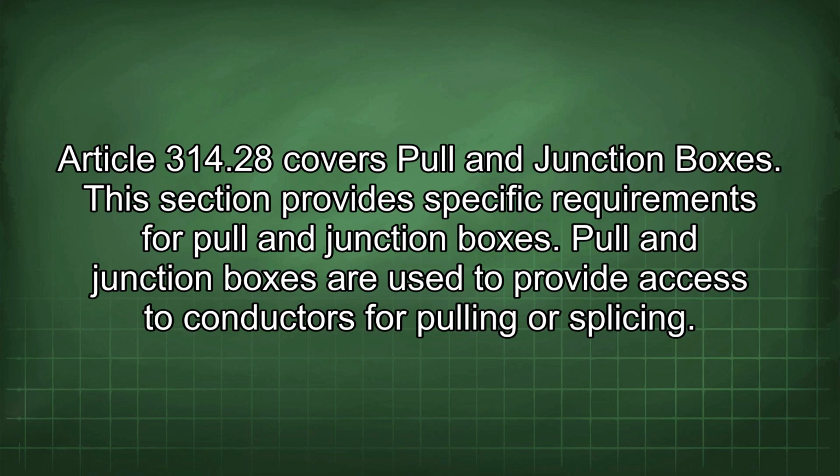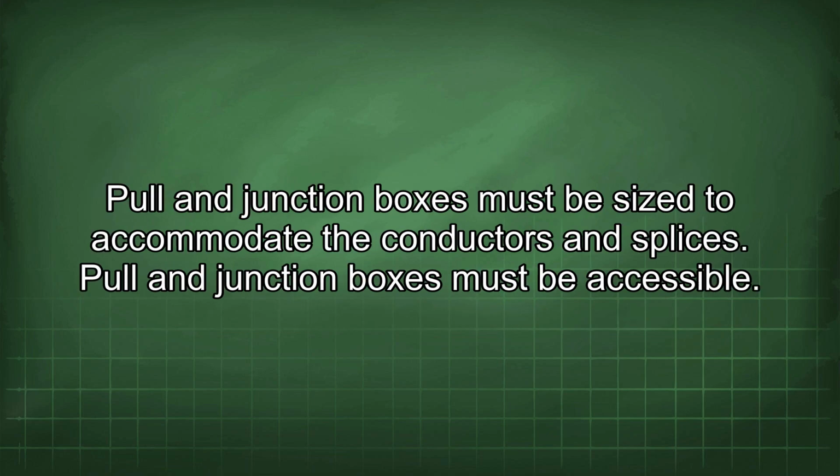Article 314.28 covers pull and junction boxes. This section provides specific requirements for pull and junction boxes. Pull and junction boxes are used to provide access to conductors for pulling or splicing. Pull and junction boxes must be sized to accommodate the conductors and splices. Pull and junction boxes must be accessible.